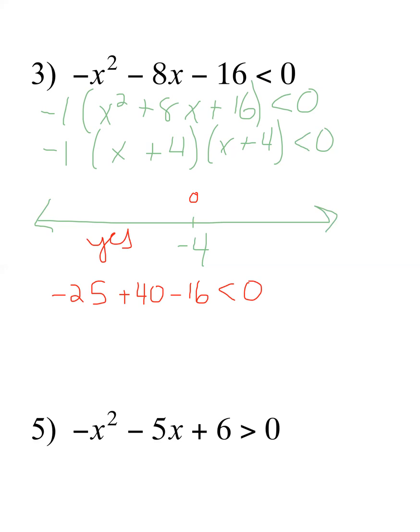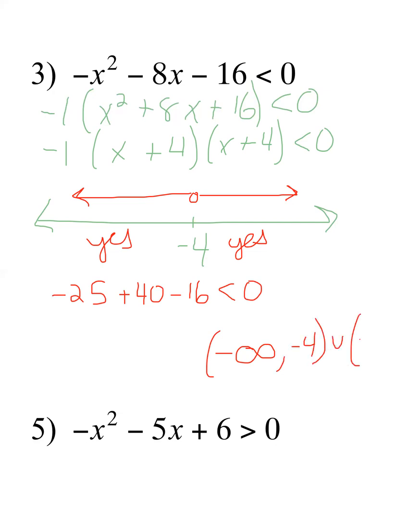Okay, and then I try a number bigger than -4. So I'll just pick 0. If I plug in 0, I get -16, which is less than 0. So yes, that works too. So that means I'm going to include everything except -4. Everything here, and then everything here is going to work out just fine. All right, so if we're going to write that in interval notation, I'm going to come from -infinity all the way up until -4, but I cannot include -4, so I'm going to have to jump over it like that.